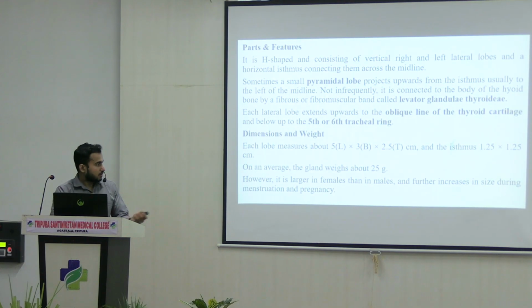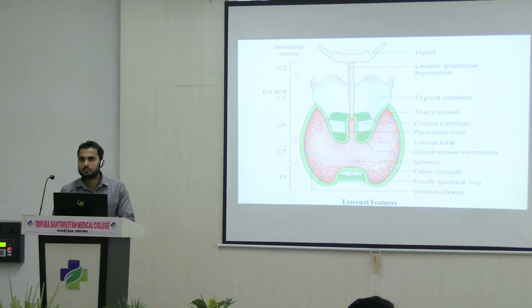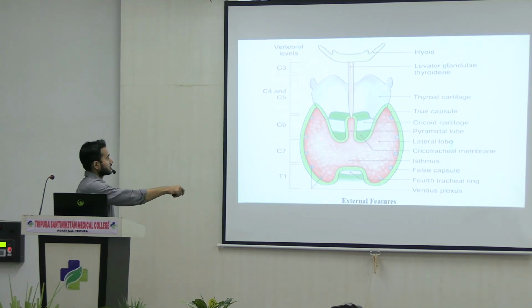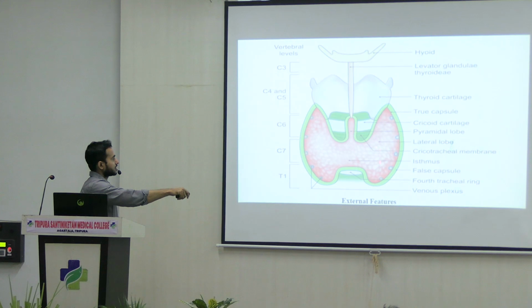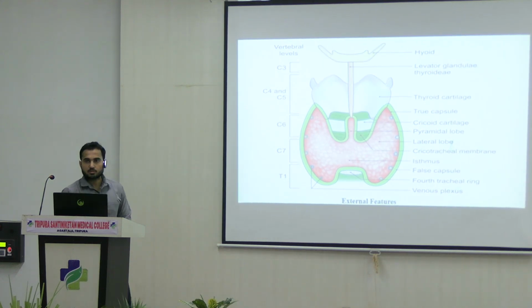Now, here you can see the diagram. In this diagram, can you see the parts of the thyroid gland? This is one lateral lobe. Both the lateral lobes are connected by the isthmus.